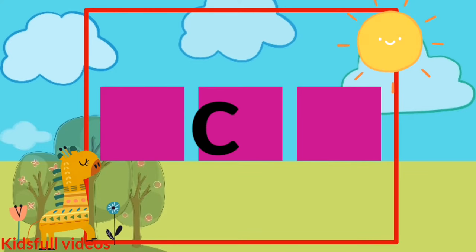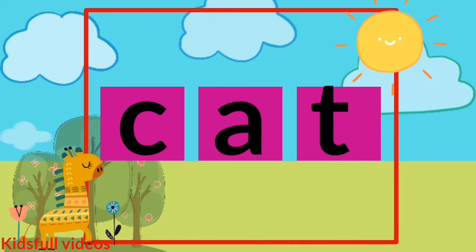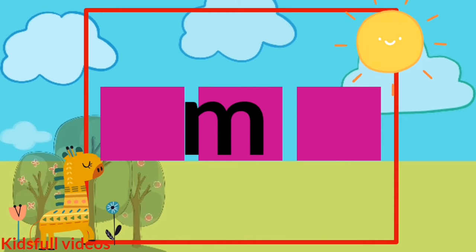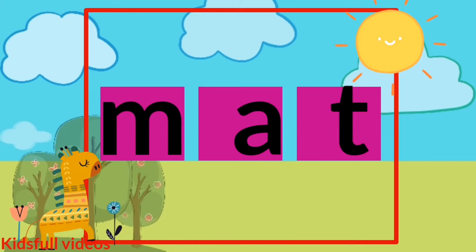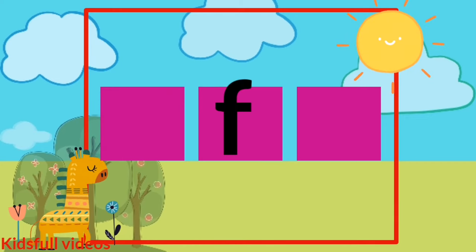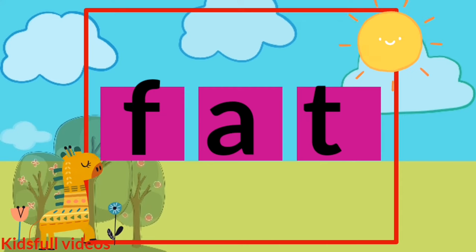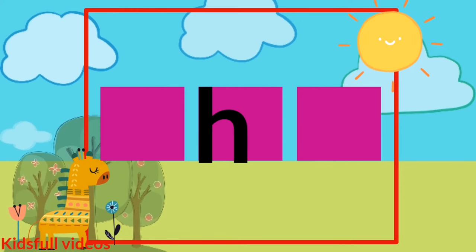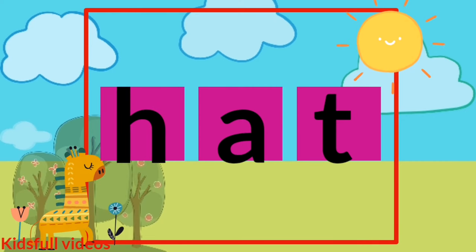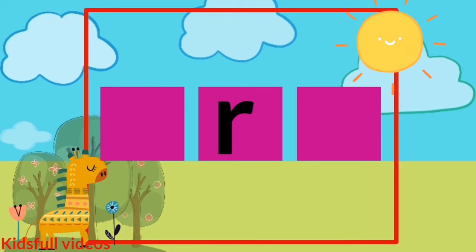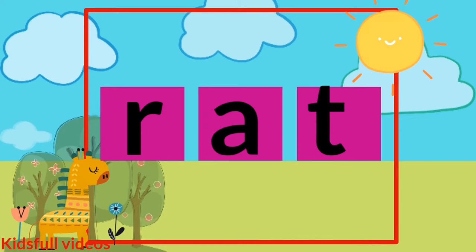K, A, T makes cat. M, A, T makes mat. F, A, T makes fat. H, A, T makes hat. R, A, T makes rat.